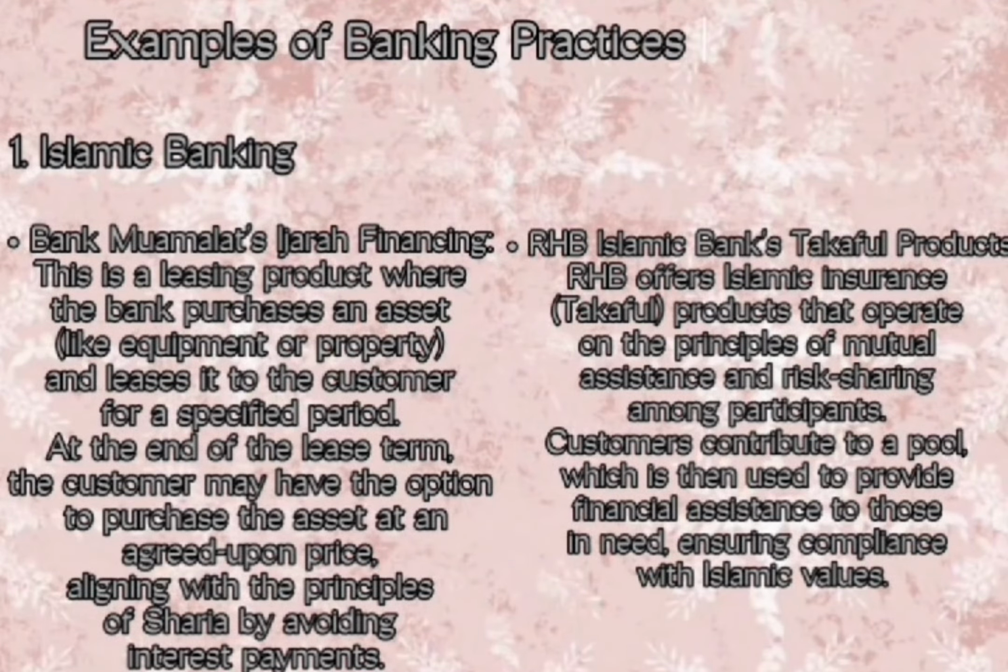Here are some examples of banking practices in Malaysia. 1. Islamic banking practices. Bank Muamalat Ijara financing. This is a leasing product where the bank purchases an asset, like equipment or property, and leases it to the customer for a specified period. At the end of the lease term, the customer may have the option to purchase the asset at an agreed upon price, aligning with the principles of Sharia by avoiding interest payments.